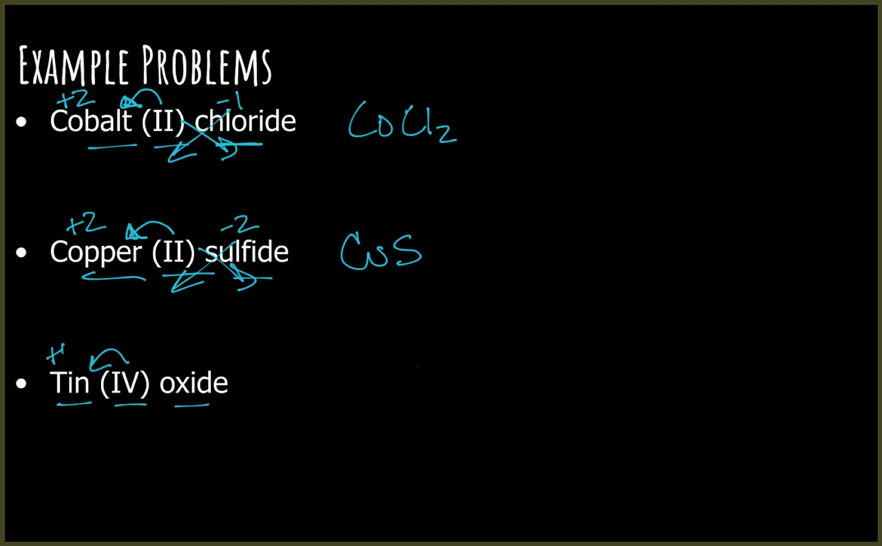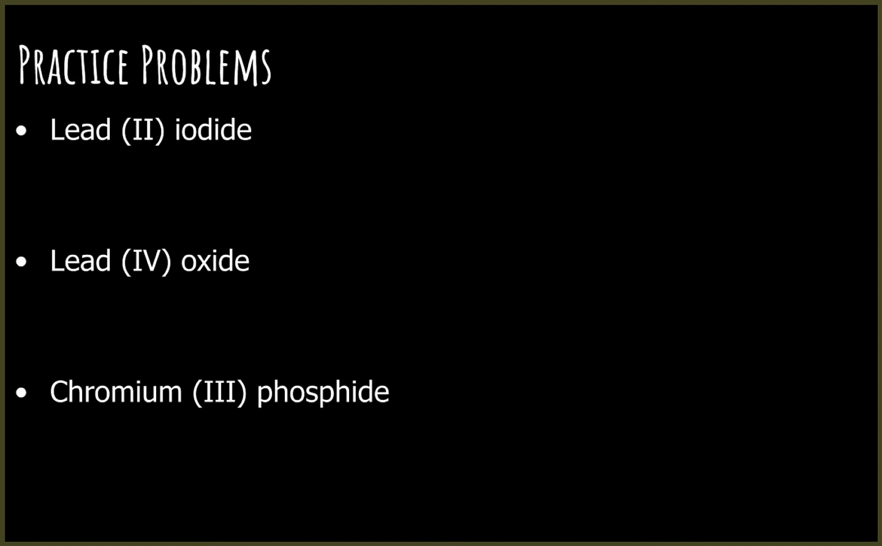Next one, tin 4 oxide. This is tin +4, oxygen -2. Crisscross, tin 2, oxygen 4. I can reduce those down, so that becomes SnO2. So the Roman numeral tells you the charge of the metal. The nonmetal, you reference your periodic table. Crisscross charges, reduce if you can. Okay, so pause the video, do these practice problems, and then come back and check them.